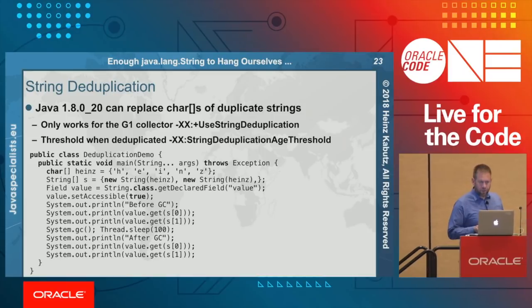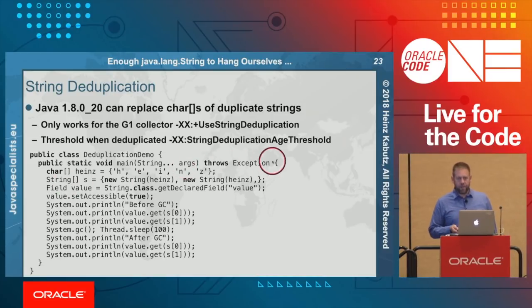Now you can see here I'm creating two strings. They both point to the same object.